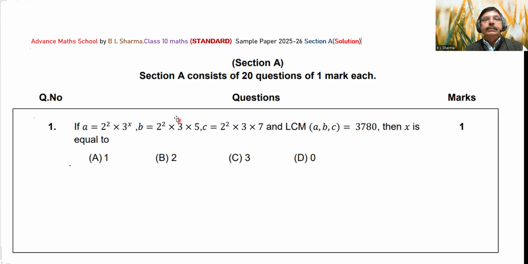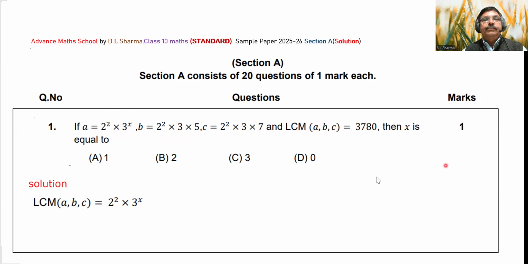If the LCM of A, B, C is 3780, then what is the value of x? See, how do we find the LCM? We take the highest power of each prime factor. Look at 2: what is the highest power? 2 raised to the power 2 in each, so 2 squared is the highest power. Now for the prime factor 3: 3 raised to the power x, 3 raised to the power 1, 3 raised to the power 1. We don't know the value of x, so we take 3 raised to the power x.